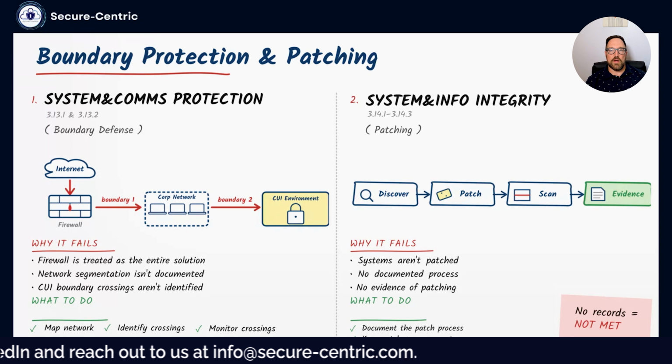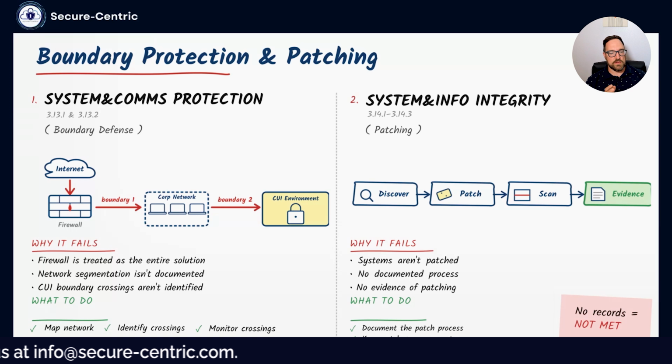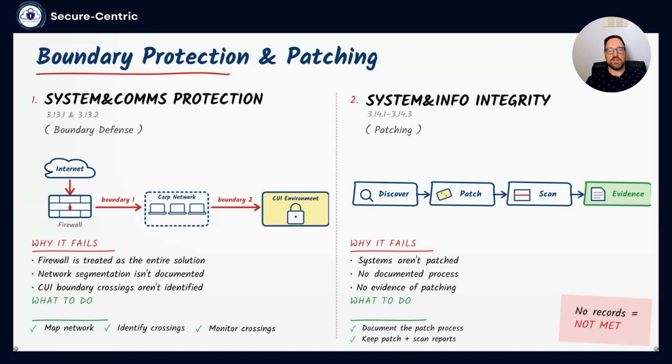3.14.1, 3.14.3 around system information integrity. This is really all about patching. And patch management, it feels so basic, but the failure comes really in two forms, right? That systems genuinely aren't being patched. Old servers, forgotten workstations, OT or operational technology that people are scared to touch. Or secondly, there's no documented process and no evidence, right? It feels like I'm on repeat here. But if you're not doing patching, there are no patch reports, no scan results, no records, it's going to be a not met, right? So how do we address this?